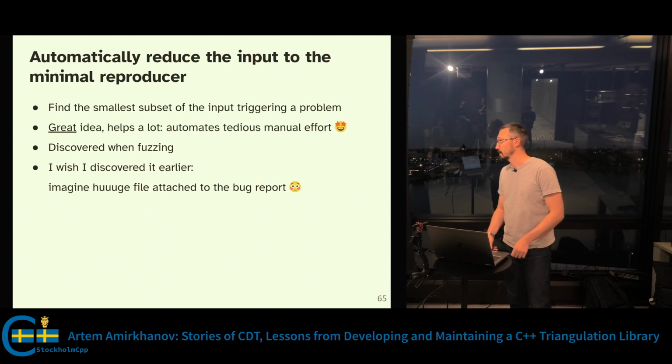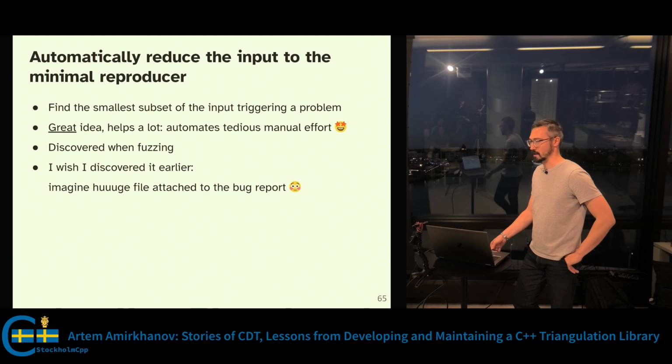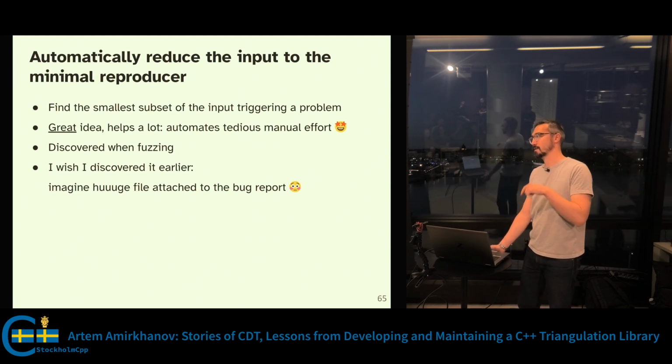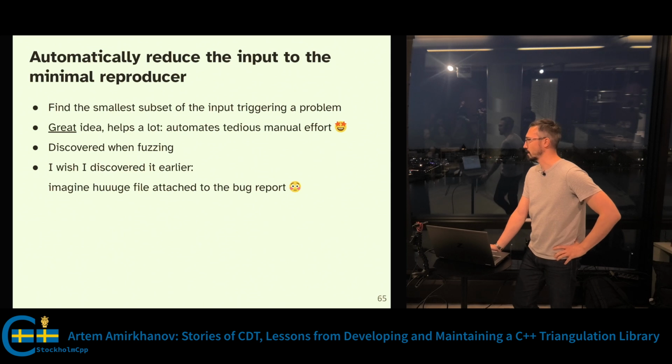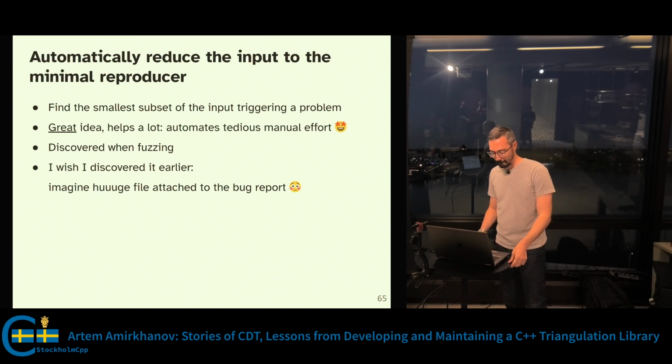I don't know how about you, but quite often in a bug ticket, right, there is this huge file attached, and then you spend half a day just pinpointing where the problem is in that huge file. And since it's huge, it's also slow. So what if you just had it magically reduced to the place where the problem happens? I wish I discovered it earlier, really.